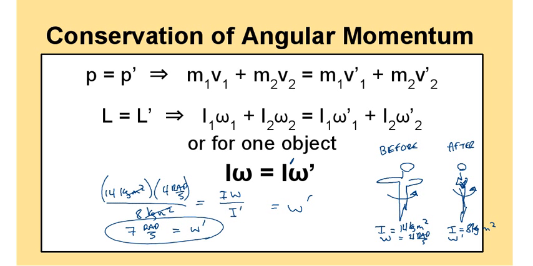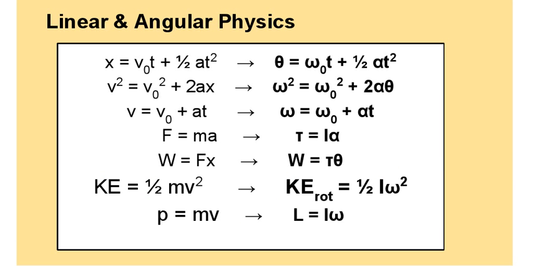And she pulls her arms in, she spins faster. If she puts her arms back out, she's going to slow down. And it's just the way it has to be in order to conserve angular momentum, just like conservation of regular momentum. This is a nice little list here of everything that we've swapped out thus far.